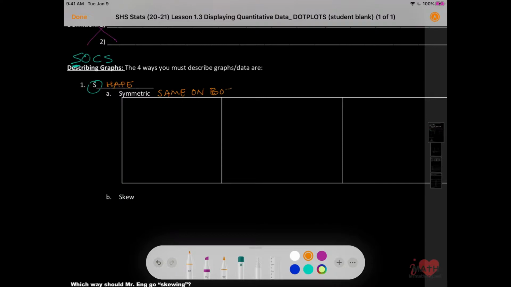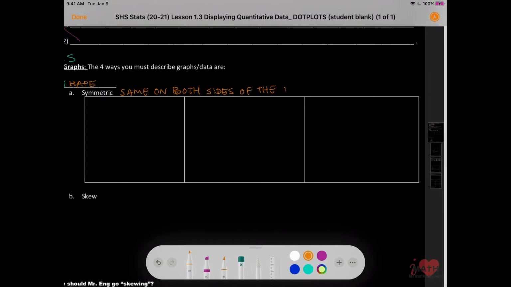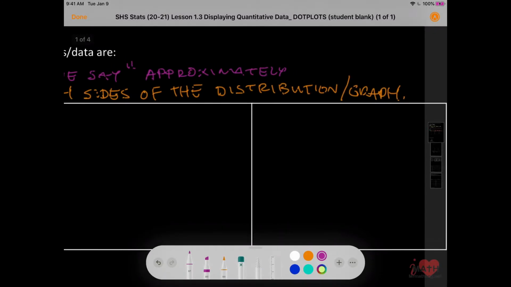both sides of the distribution. Remember, another name for distribution is also a graph. There's a phrase we have. We say approximately normal.